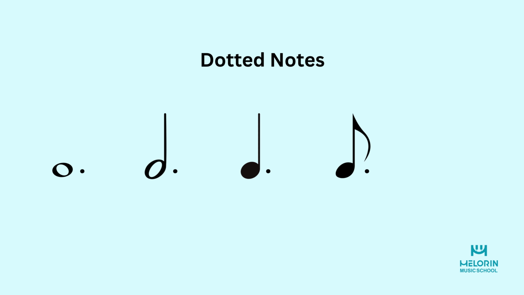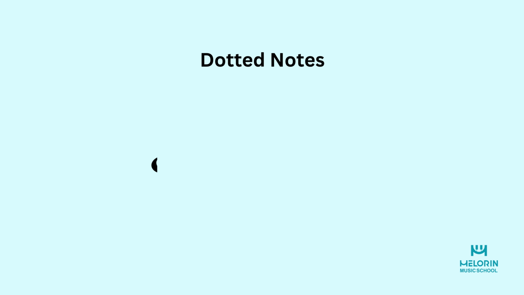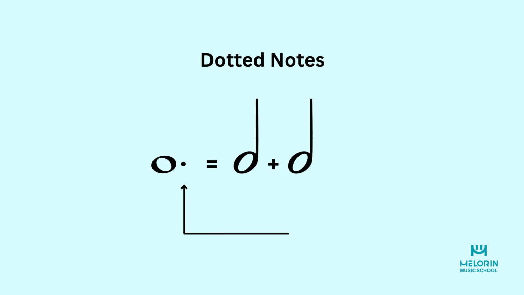Dotted notes. A dot placed after a note adds 1/2 the value of the original note. We know the whole note is equal to 2 half notes. So, the dot adds half its original value, that is 1/2 note. This is a whole dotted note. Equals 6 beats. We also know the half note is equal to 2 quarter notes.